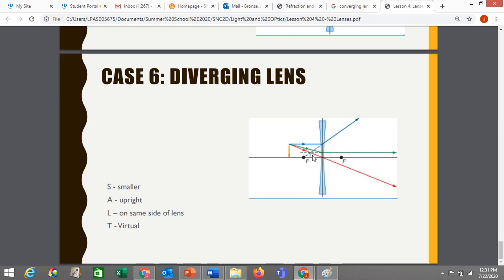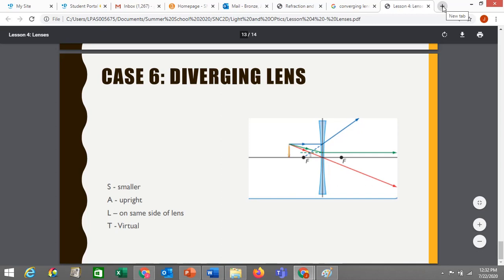And so this image is actually virtual, right? Just because you have one red line here doesn't make it real. The actual crossing of the light rays is virtual. There are no other light rays that are actually crossing here. So it's a virtual image, it's smaller, it's upright, and it's on the same side as the lens. So you might notice that any image that's on the same side as an object is a virtual image.